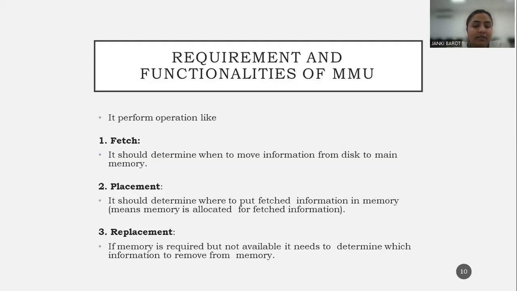The third one is replacement. If a process needs more memory than is available, the MMU needs to determine which information to remove from memory. So we need to set a priority here. Based on the priority, we can remove a process which has low priority and replace it with the current process for execution.